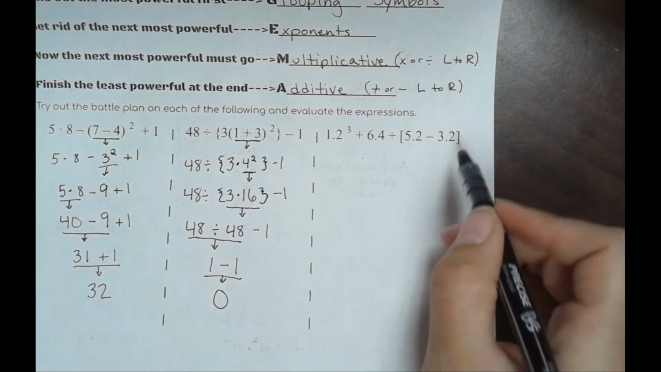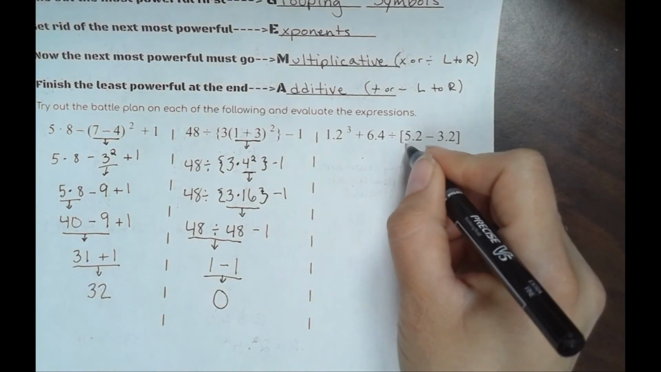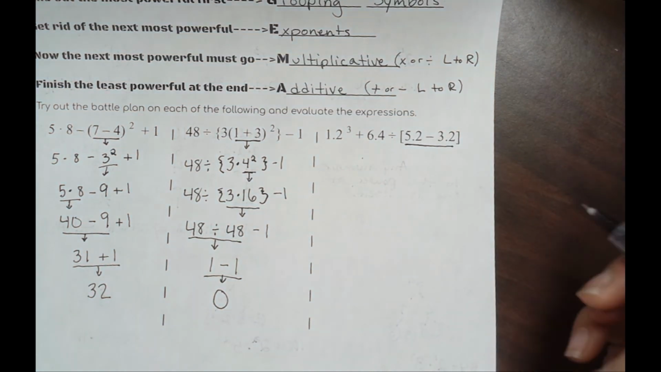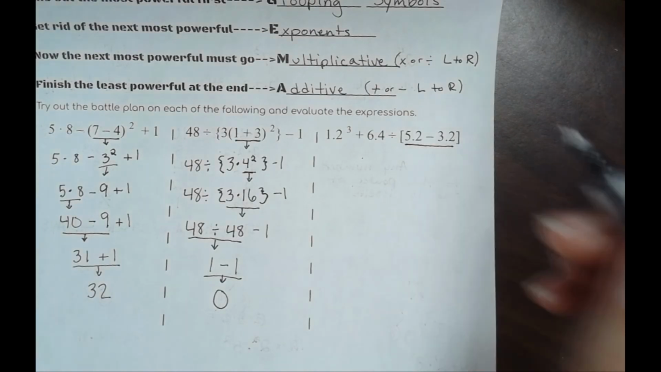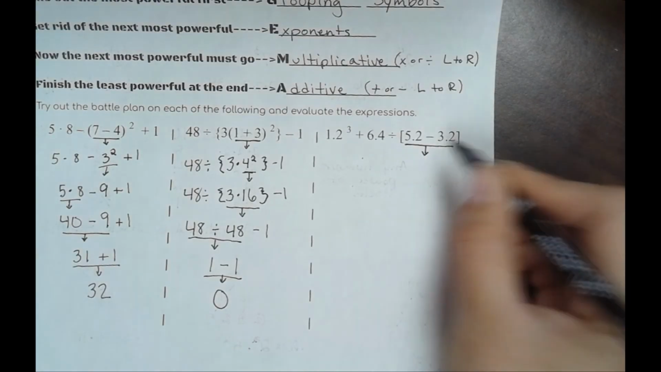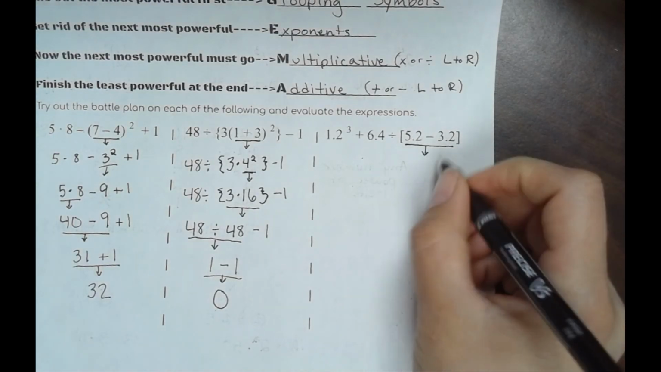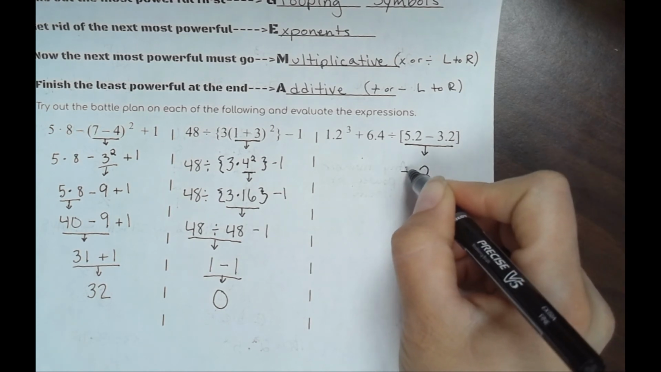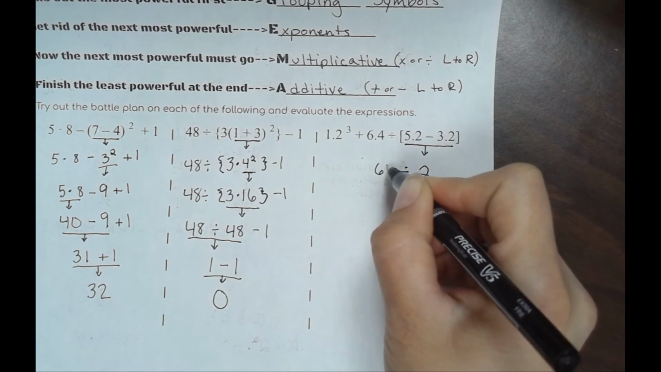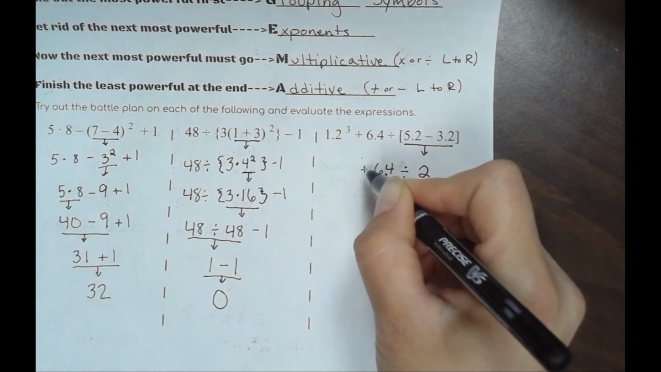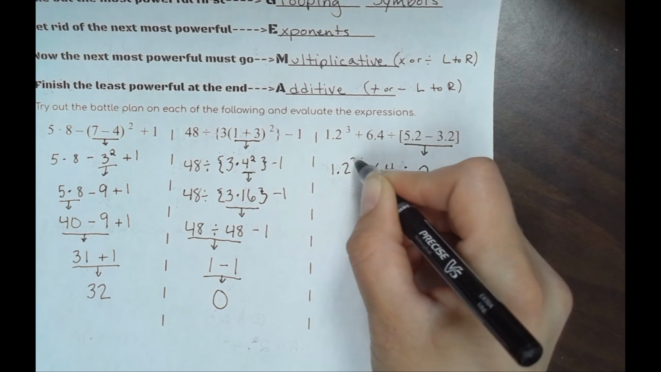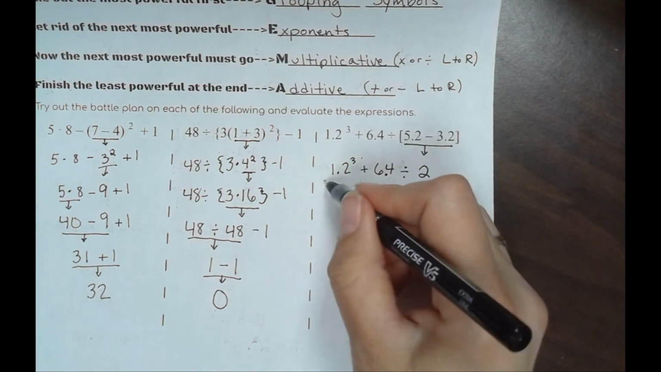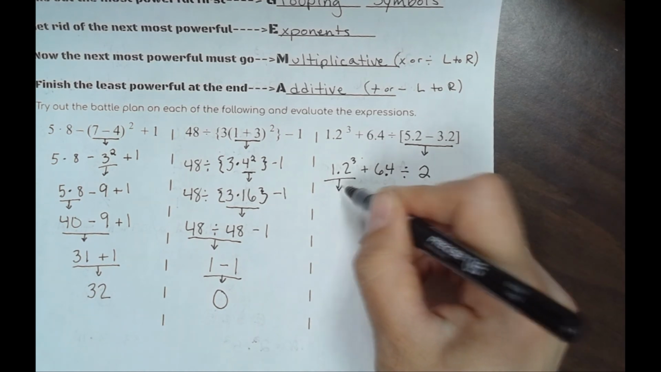Alright, this one, order of operations says I need to do inside grouping symbols first. And remember, if you don't have something, you just skip to the next one. But we have grouping symbols, so I'm going to do this first. 5.2 minus 3.2, that is going to give me 2 even. Bring down everything we haven't changed. Okay, next, exponents. I do have exponents, so I'm going to do that next.